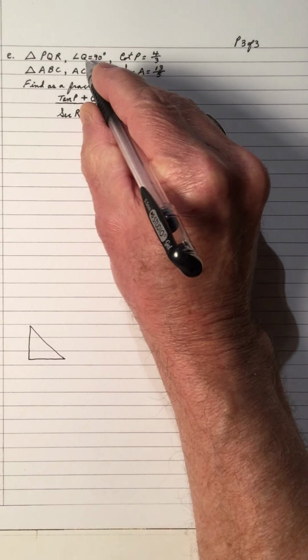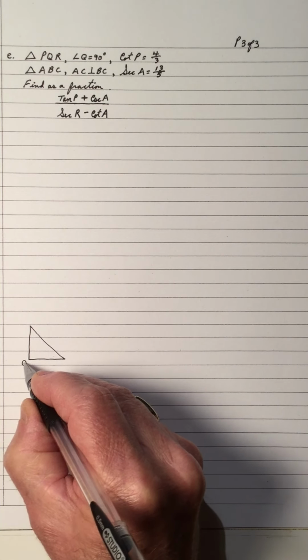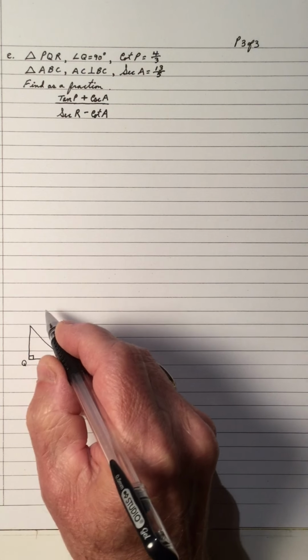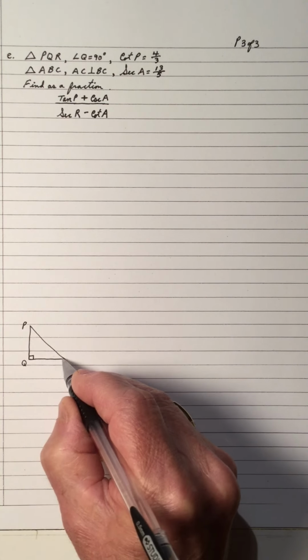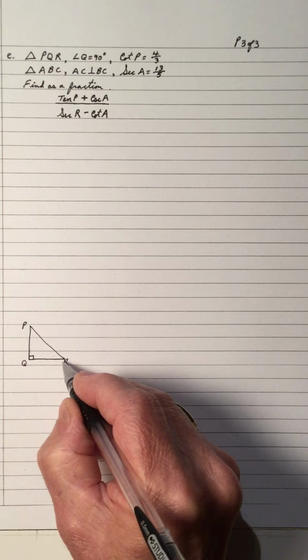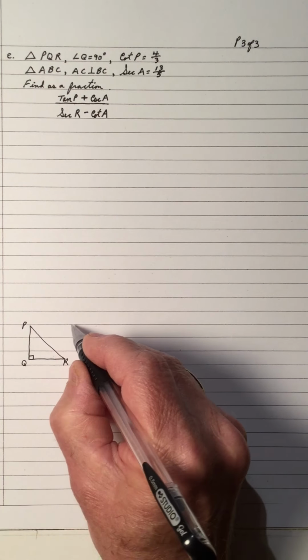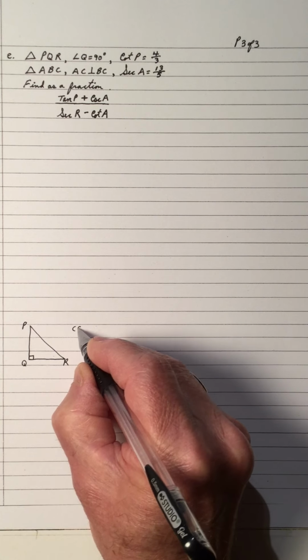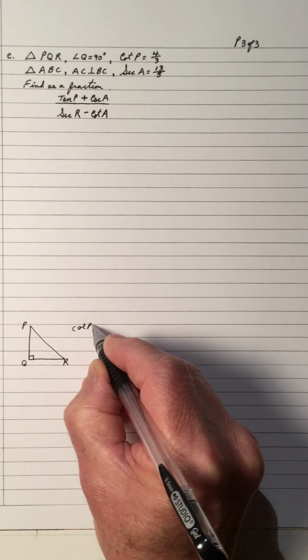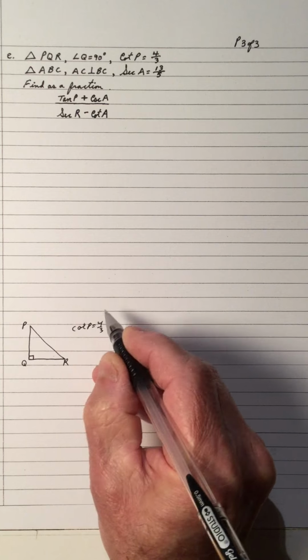Put one of them right here. It says Q is the right angle, so we should find that right angle and put that in the right spot. So P and R could go anywhere. I'm just selecting to put them in these two places. And it says the cot of P is 4 over 3.